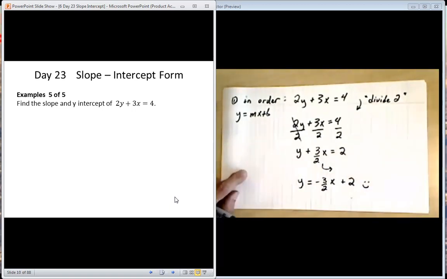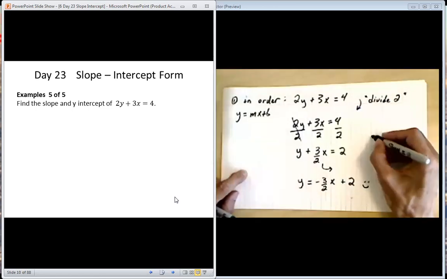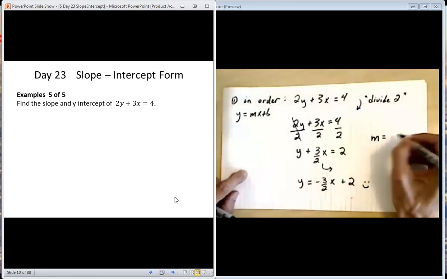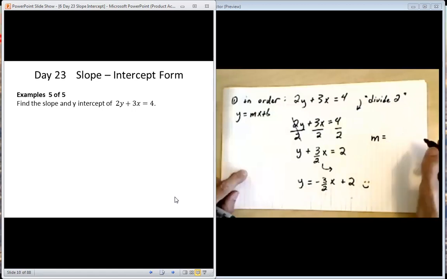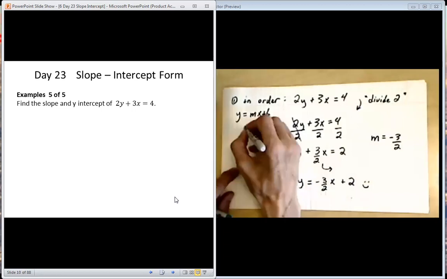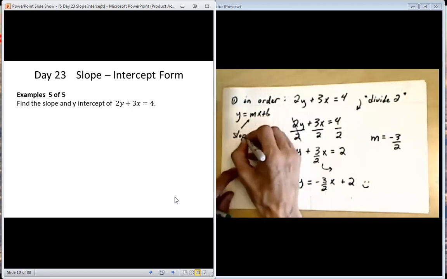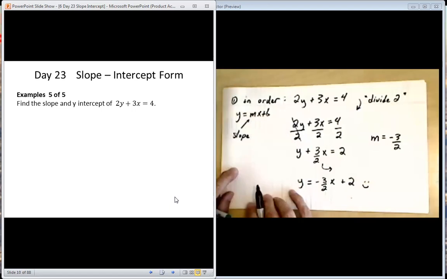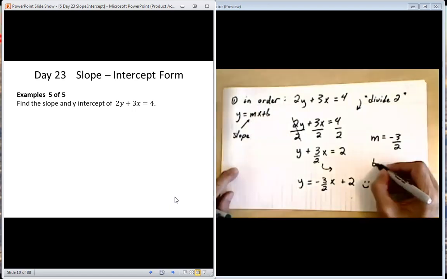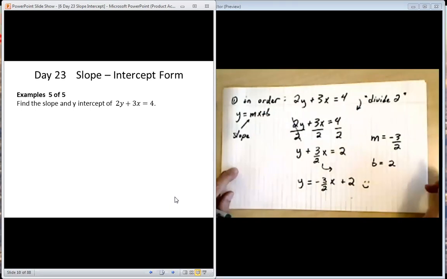Now we can learn stuff about this line. What can we learn? Hopefully you can tell me. What's the slope going to be? Minus 3 over 2, from in front of the x. Slope is always in front of the x there. And b is, yeah, b is the y-intercept. You could write it like 0, 2 like that.